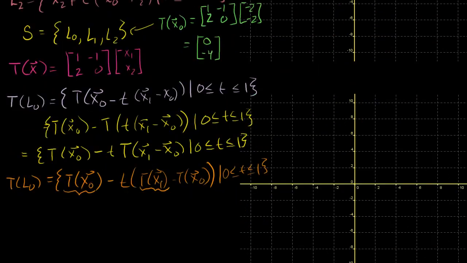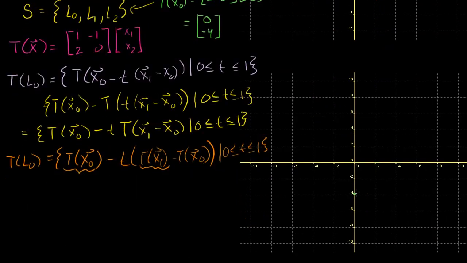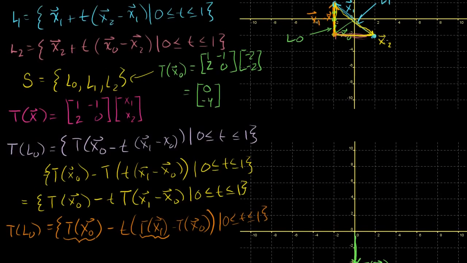Let me graph it. So it's 0, minus 4. So this is the transformation of x naught. The transformation associates this vector with this vector down here, the one that goes straight down. Now let me take the transformation of the other guys.